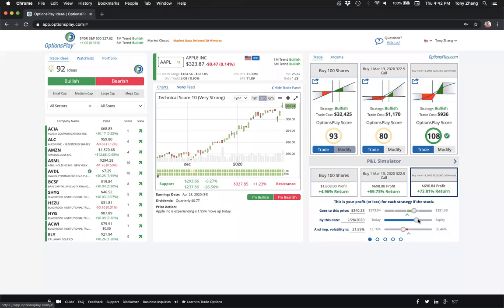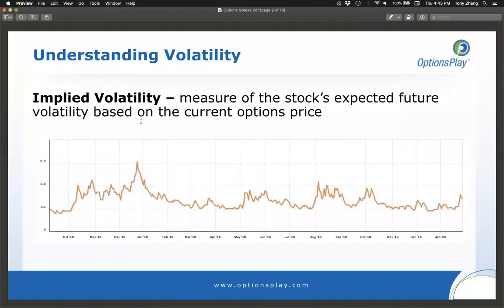So I hope that for those of you that have been on my webinars before, this is nothing new, but for those of you that are new to trading options and you're trying to think about, hey, if I'm buying an option, how much am I going to make? That's what the P&L simulator is designed to help you do, okay?